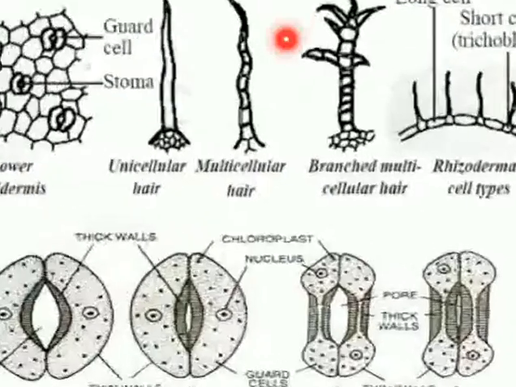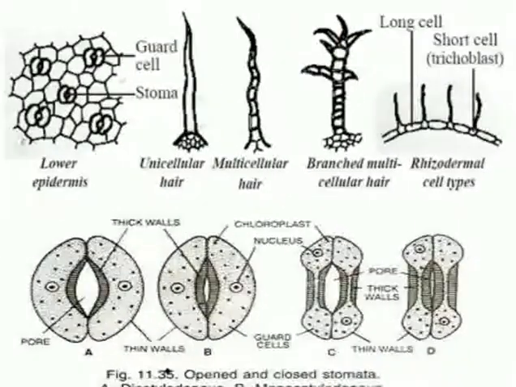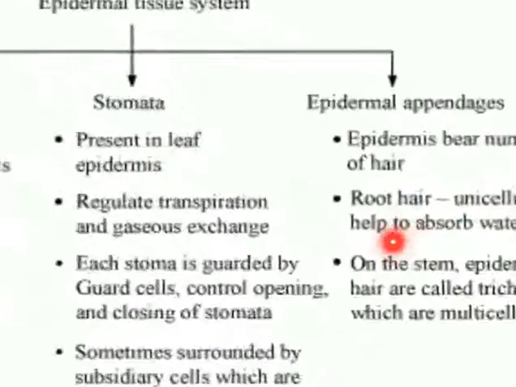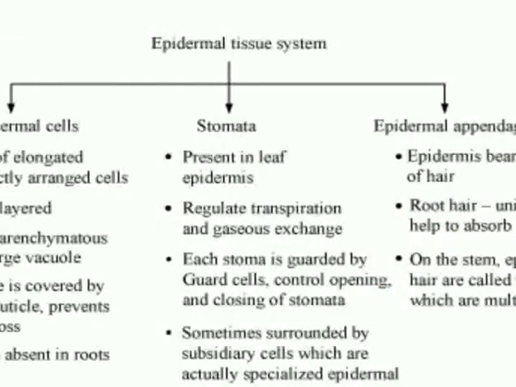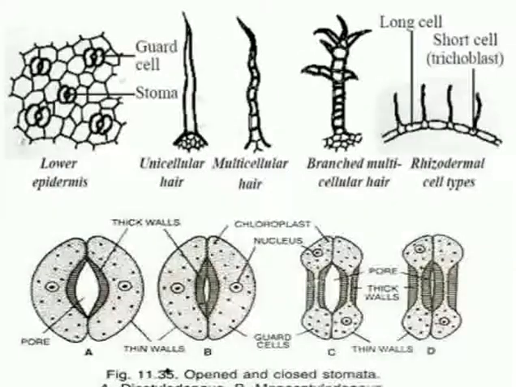Next we will be talking about these epidermal appendages. Epidermis bears a number of hair which are called as the root hair, etc. The root hairs are unicellular, as you can see in this figure, the unicellular hair, multicellular hair, branched multicellular, and the rhizodermal cell types. The root hairs are unicellular elongations of the epidermal cells and help to absorb water and minerals from the soil.